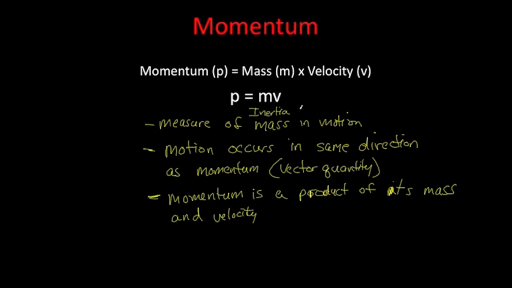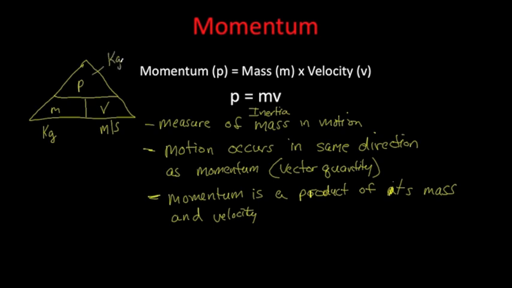Now, we can put this into a momentum formula triangle. What are the units for momentum? Well, think about it. You have mass, and the units for mass, generally speaking, are grams, or in this case, we're going to use kilograms. And the units we use to measure velocity are meters per second. So the units for momentum are going to be kilograms times meters per second.